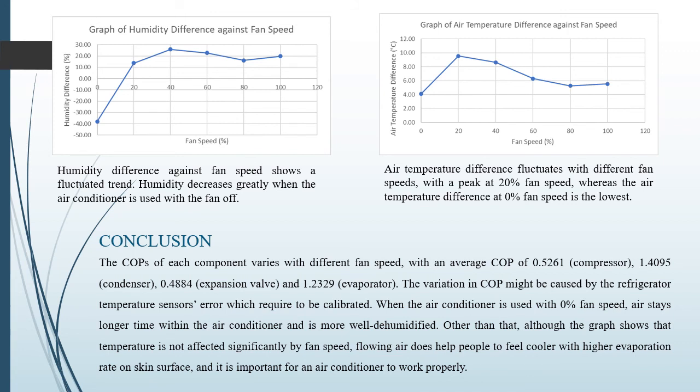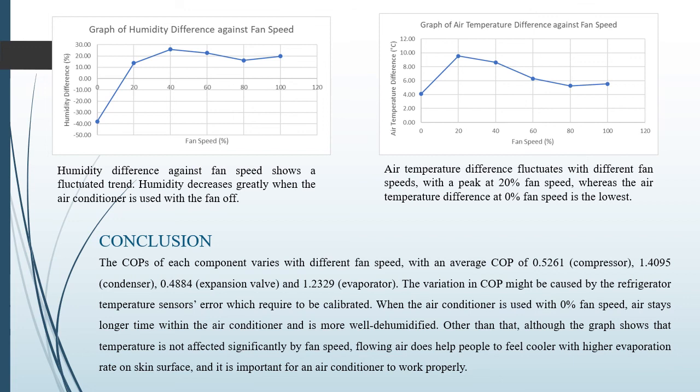So the second graph, which is the graph of air temperature difference against fan speed, is plotted. Hence, the air temperature difference fluctuated with different fan speeds, with a peak at 20% fan speed, whereas the air temperature difference at 0% fan speed is the lowest. Since there is no linear trend that outlines the relationship of air temperature difference with fan speed, we can conclude that temperature is not significantly affected by fan speed.